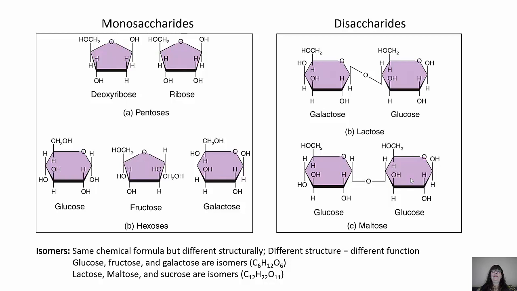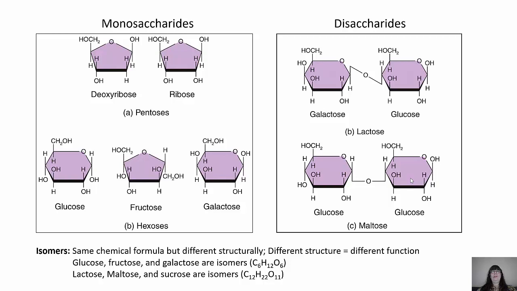Now, isomers are something as well that you need to know. Isomers have the same chemical formula, but they're different structurally. A different structure means a different function. For example, glucose, fructose, and galactose all have the chemical formula C6H12O6, but they are all structurally different.